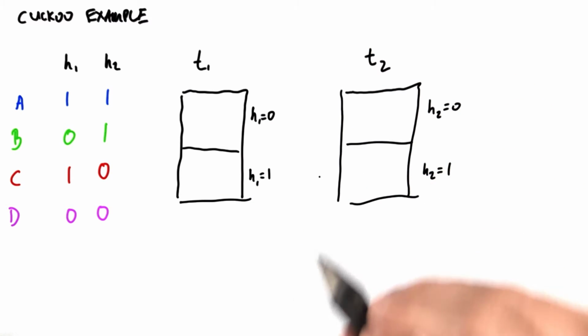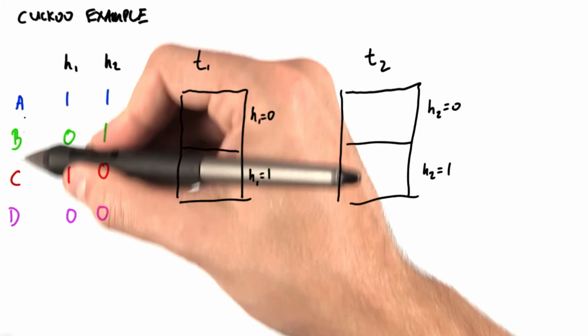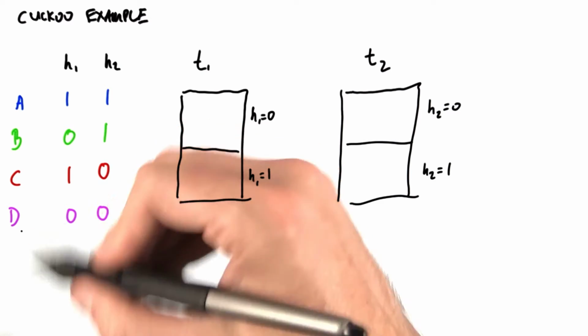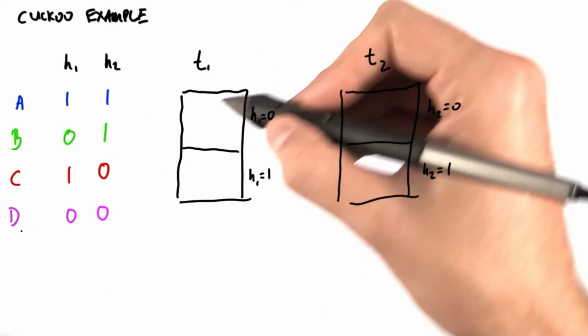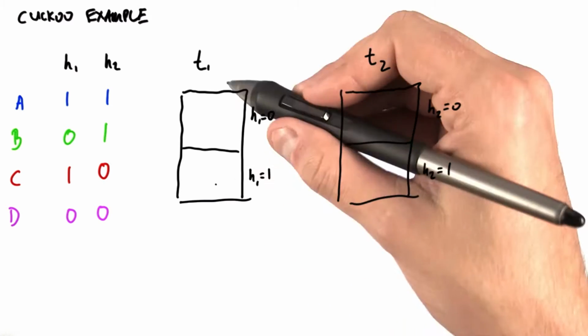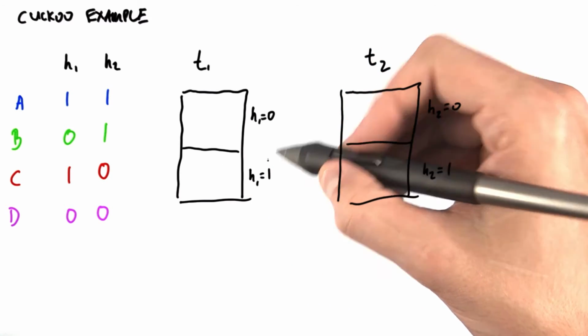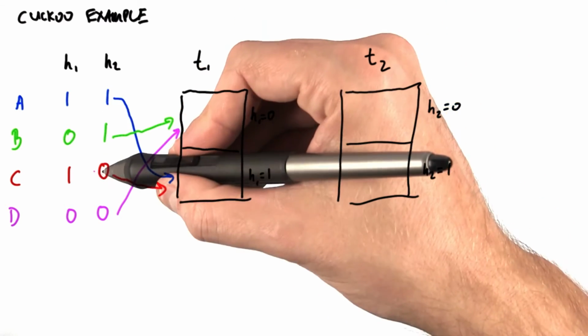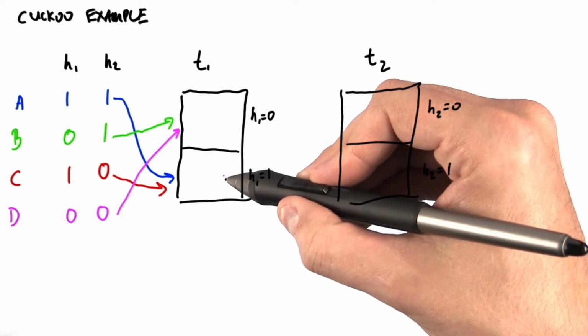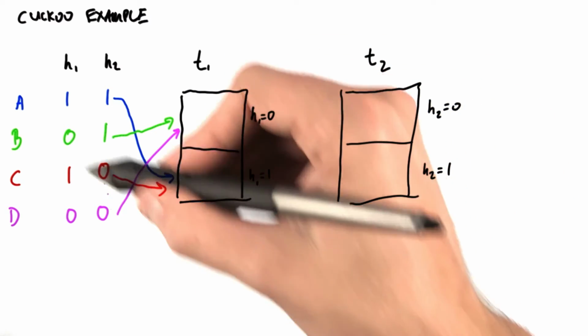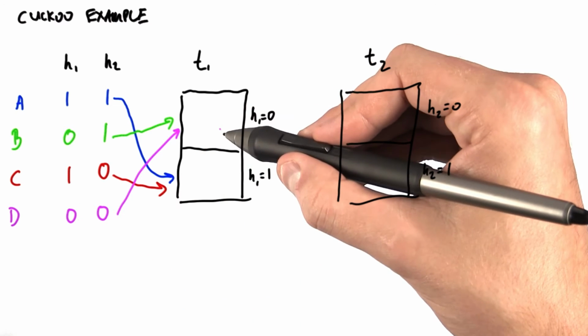So let's do round 1. What do we do on round 1? What we try to do is place all of the alive items, and we start off with all the items being alive, and we're trying to place them all into T1 using this hash function. So now we see that items A and C both would like to map into this bucket, and items B and D, because of their values of H1, would like to map into this bucket.